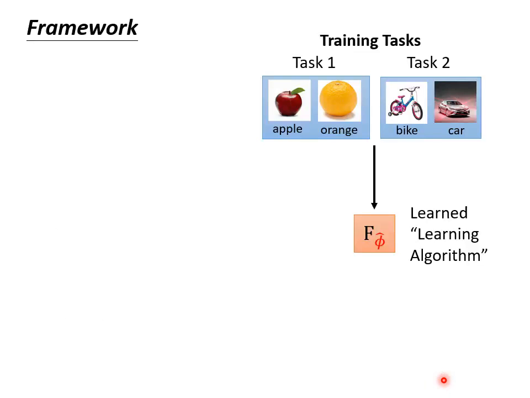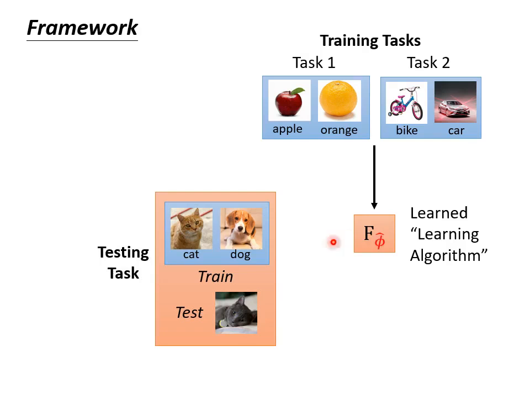So this is the whole framework of meta-learning. We have some training tasks, and based on the training tasks, we can find a learned learning algorithm, f phi hat here. Then we have a testing task. In the testing task, we have some training examples and testing examples. The training examples in the testing task are also labeled. And this f phi hat, the learned learning algorithm, will take the training examples in the testing task as input and output a classifier. So theta hat is learned from phi hat.